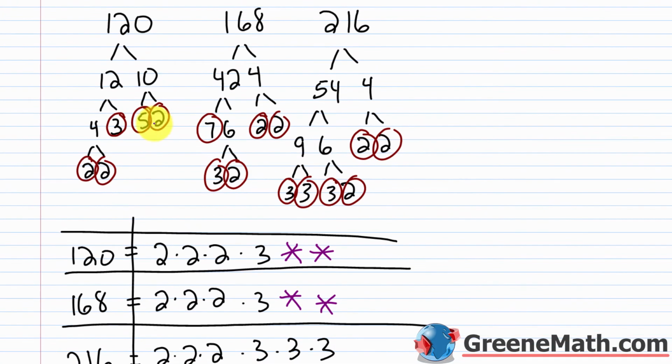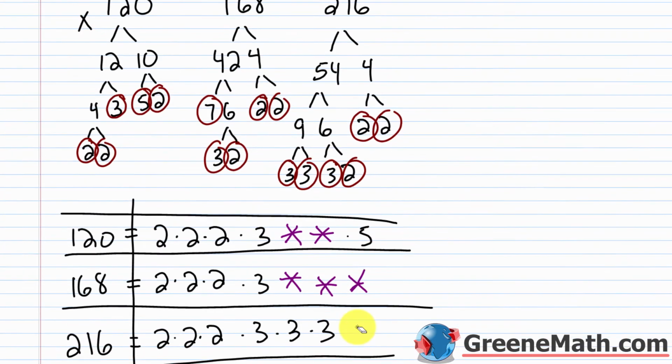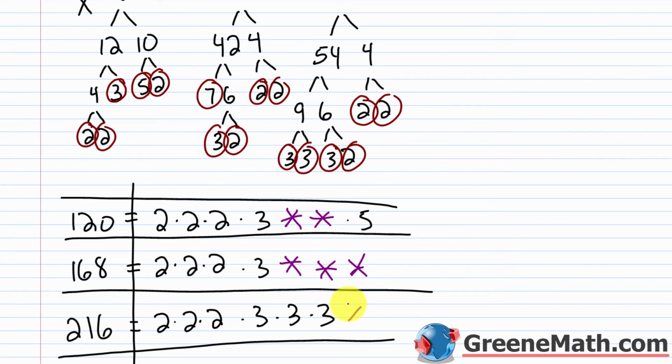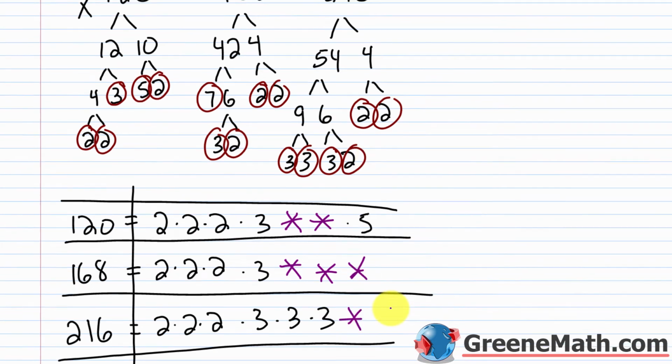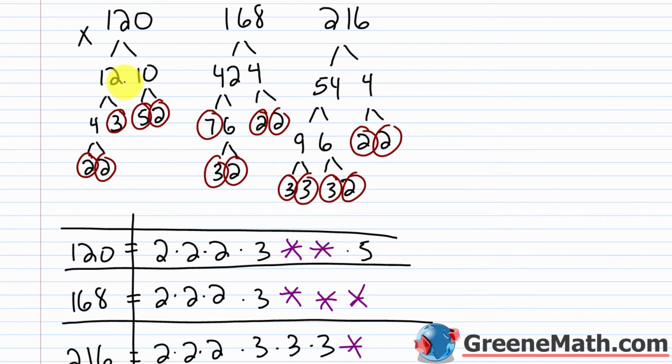Now, moving on, I have a factor of 5 in 120, and then I'm done. So this one's closed out. I'm just going to put a little X next to it. So for 168, I don't have a factor of 5. And in 216, I also don't have a factor of 5. I could stop here if I wanted to, because once I've closed one of them out, anything that appears in the other prime factorizations won't matter because it's got to be common to everything.